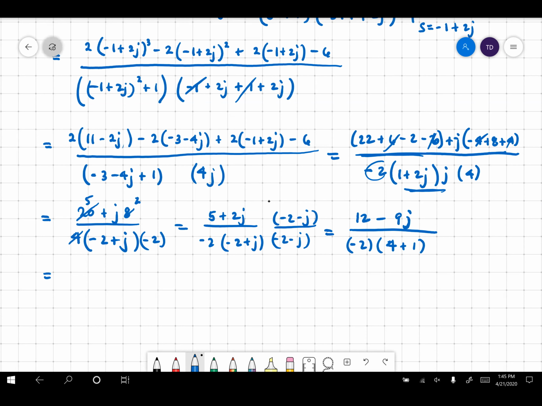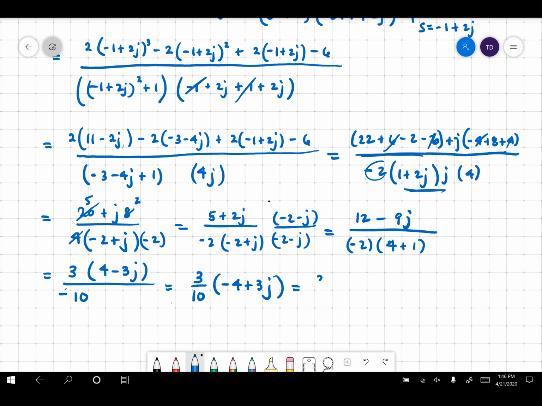Just there we go. Okay, so I'm going to factor 3 out. 3 times (4 minus 3j) divided by minus 2 times 5 divided by minus 10. Okay, I'm going to take this negative and put it inside of the complex number, like this, because we don't want negative numbers as radial distances.